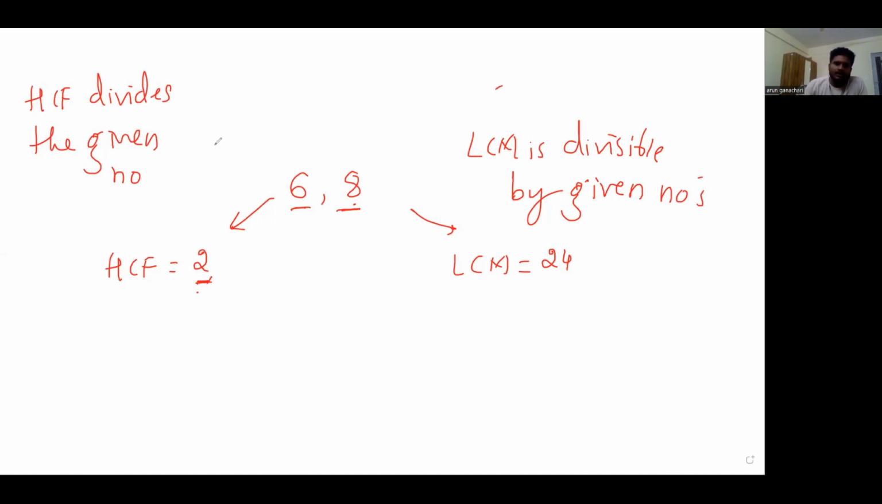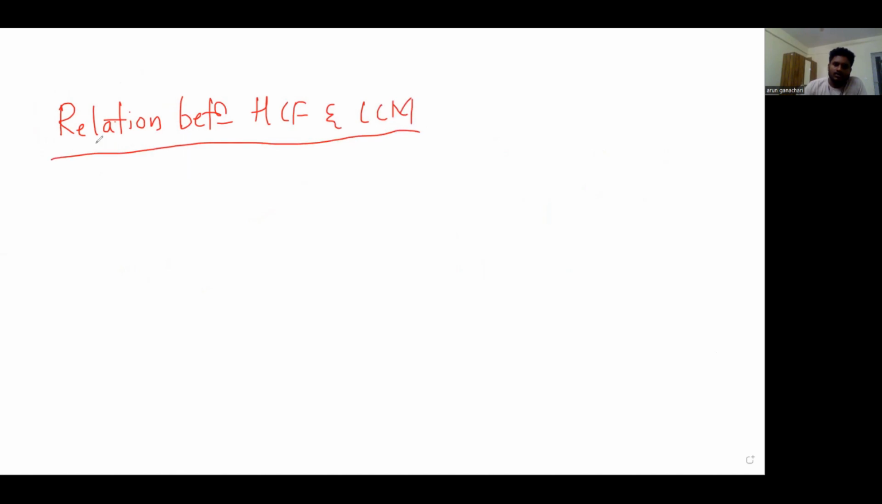Okay. And now write down the next heading, relation between HCF and LCM. Let's go by that same logic. What logic we had? We had the logic 6 and 8, HCF was 2 and LCM was 24. Yes. Now let us call this number 1 and this number 2.